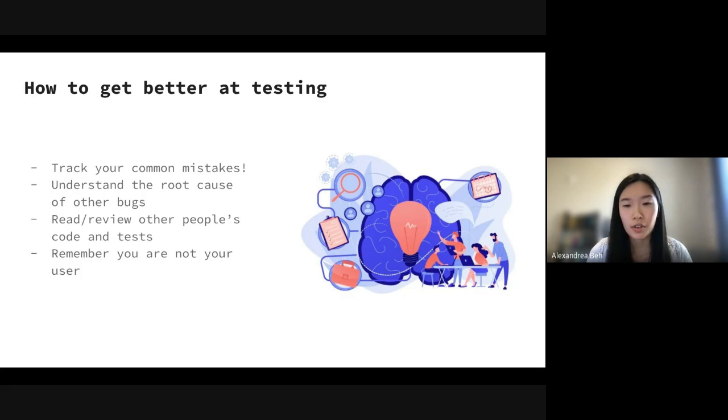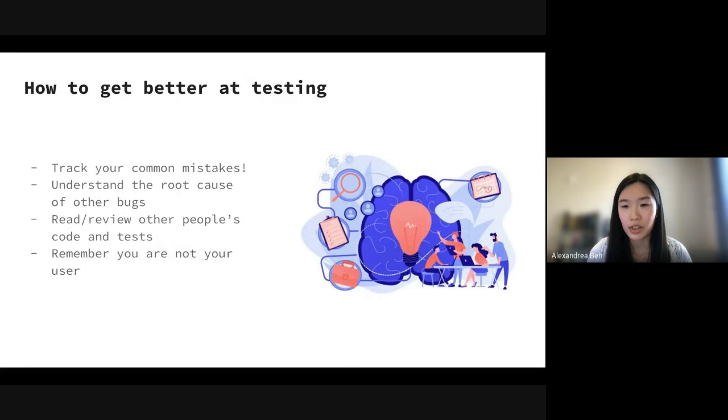Understanding the root cause of other bugs, especially as a junior developer, I loved kind of sitting on the sidelines, being a fly on the wall to see what other bugs people came up with, what other things got reported, and trying to understand what caused that and learning that way. Similarly, by code reviewing other people's code or seeing how other people review code and how they test, you can get better at testing.